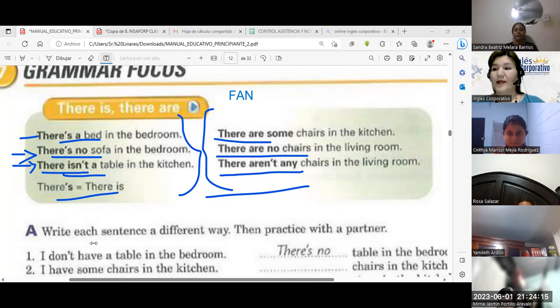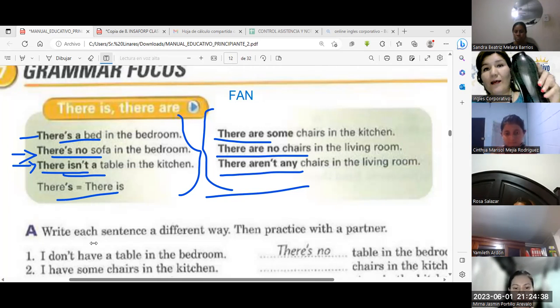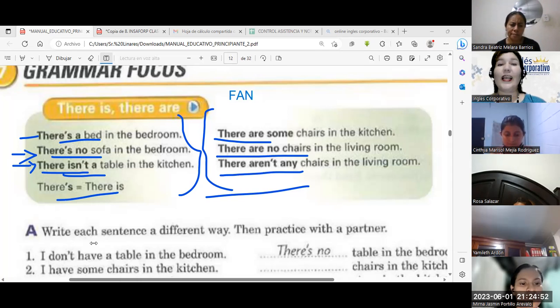There is a bed in the bedroom. There are pictures in the bedroom. There is a desk in the bedroom. Okay, there are pictures. Porque con los plurales no ocupamos a ni an. O sea, there are pictures. Solo con singulares vamos a ocupar a y an. Si decimos, there is a bottle. Cuando decimos there are, después de are, no podemos poner ni a ni an. Solo es there are pictures. Exactly like that. Good. There are pictures. Mayerle Alejandra.